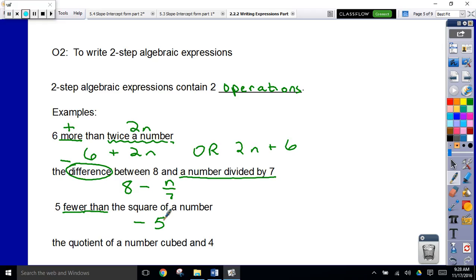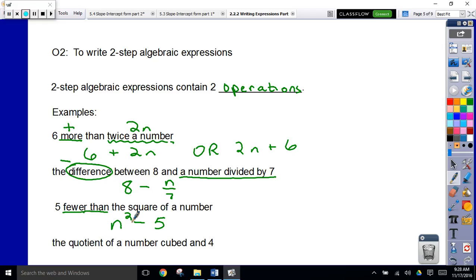Jonathan, how would we write the square of a number? This does involve exponents. Do you remember which exponent represents squaring? It's on the first page of your notes that we just did. Jenna? The 2, good. So n squared. So 5 fewer than the square of a number is n squared minus 5.